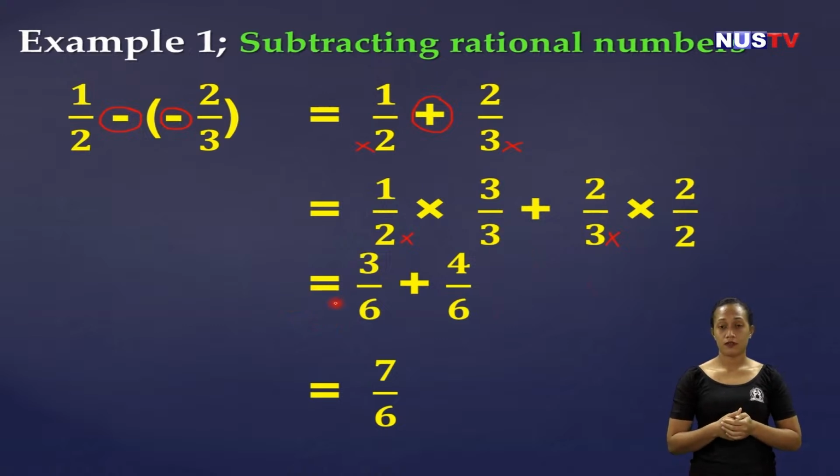Step 3. So 1 over 2 multiplied by 3 over 3 plus 2 over 3 multiplied by 2 over 2. 3, 1 gives us these 3.